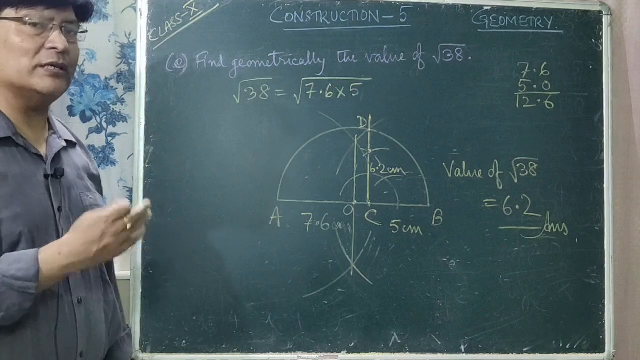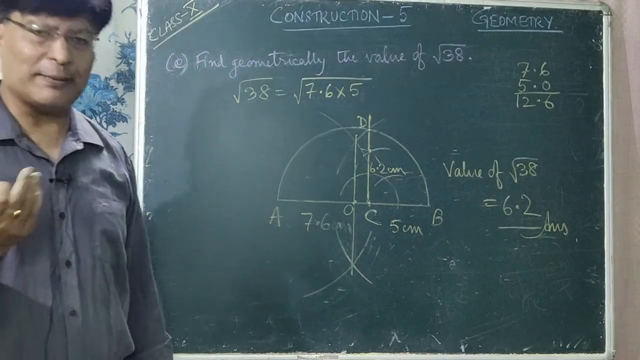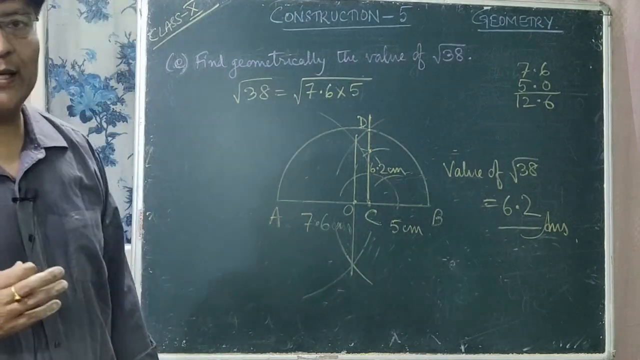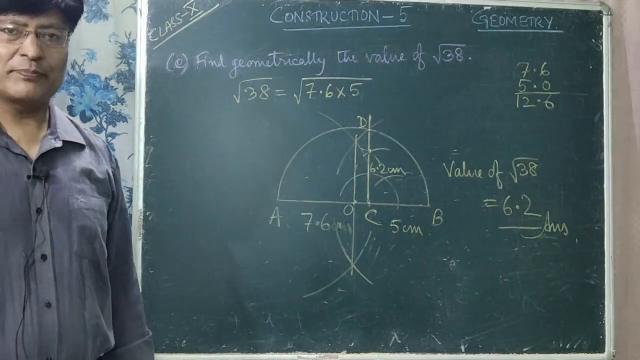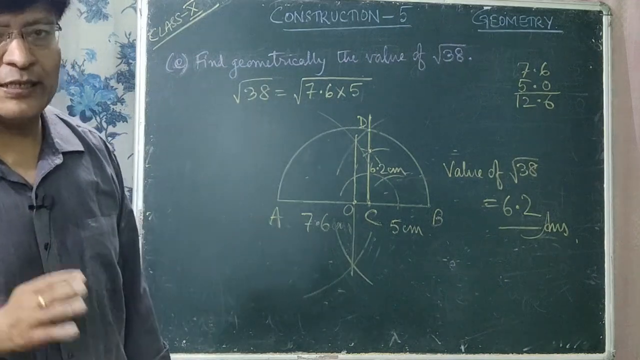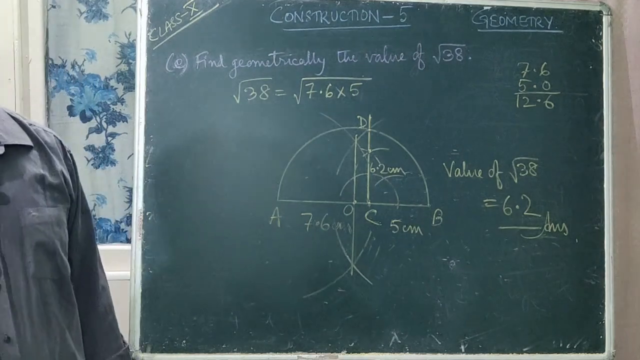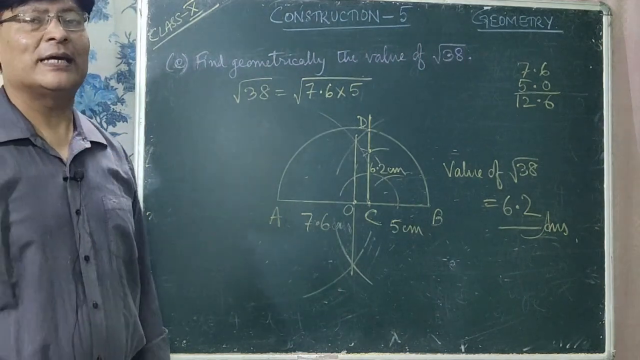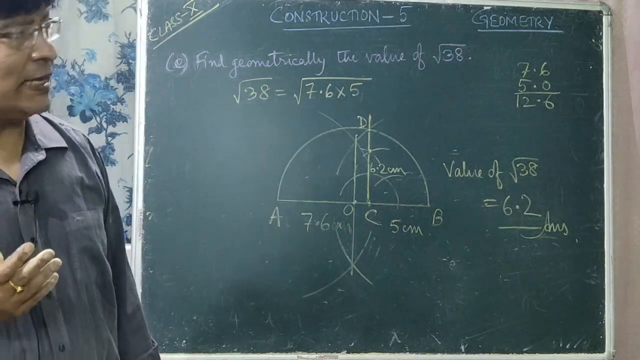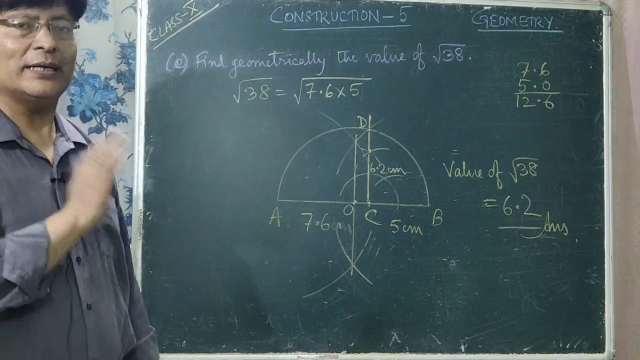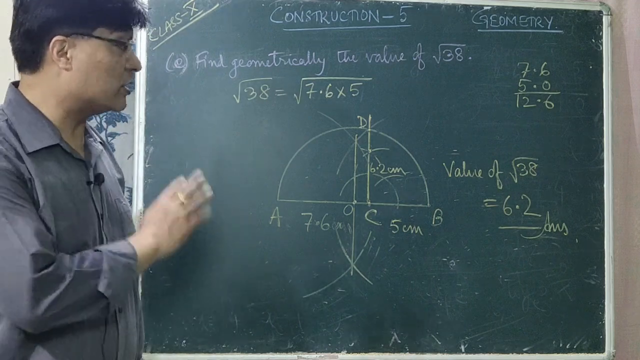So I think you have understood all these 5 constructions because they were all of the same type. Okay, so this much is for today. In the next class we'll do another construction. That construction is about a rectangle. A rectangle is given and you have to find out the square, that is, you have to draw a square whose area is equal to the area of that given rectangle. So we'll do it in the next class. Okay, so this much is for today.